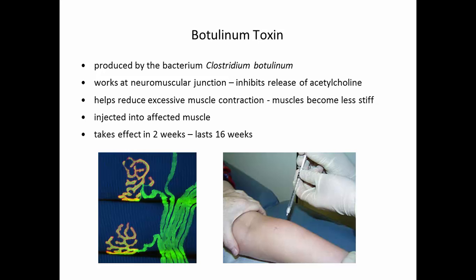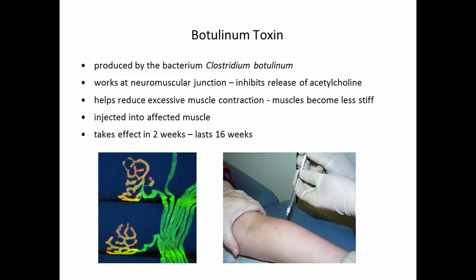Another option is botulinum toxin. This is a toxin that is produced by a bacteria. The bacteria is Clostridium botulinum, which is the same bacteria that causes botulism, which, if we consume it orally, causes vomiting and diarrhea and is a gastrointestinal disease. But this bacteria produces this toxin, and the toxin actually inhibits the release of acetylcholine at the neuromuscular junction. So at that place where the nerve would normally excite the muscle, it blocks the release of that neurotransmitter.